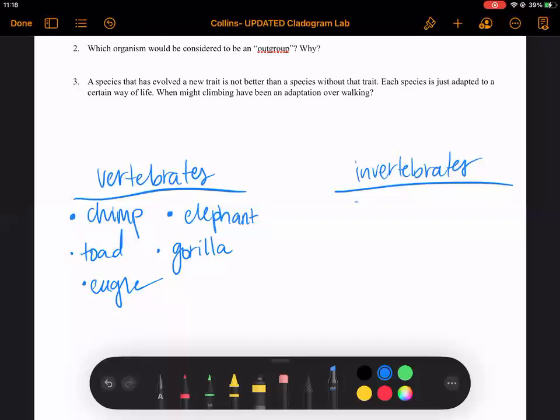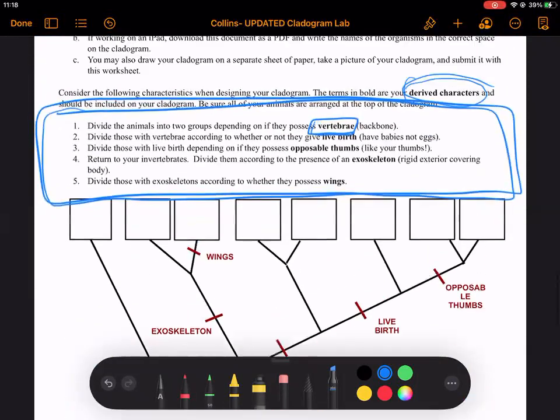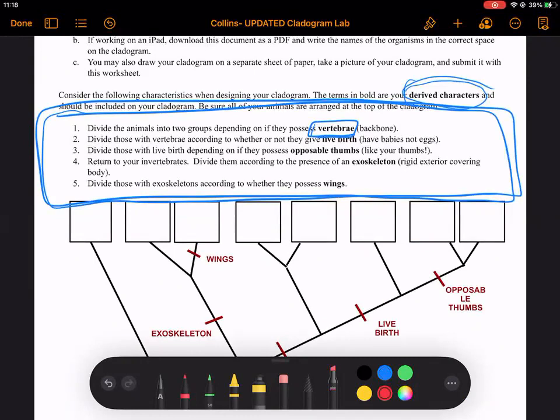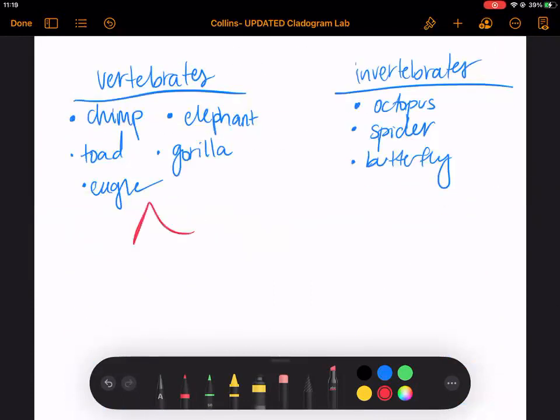But what were my animals that did not have a vertebrae? Go for it. Perfect. The octopus, the spider, and the butterfly. Right, but we're not done yet, because then the instructions tell us to divide our vertebrates into whether or not they give live birth or have eggs. All right, so let's divide these into live birth or eggs. Out of these organisms, which ones give live birth?